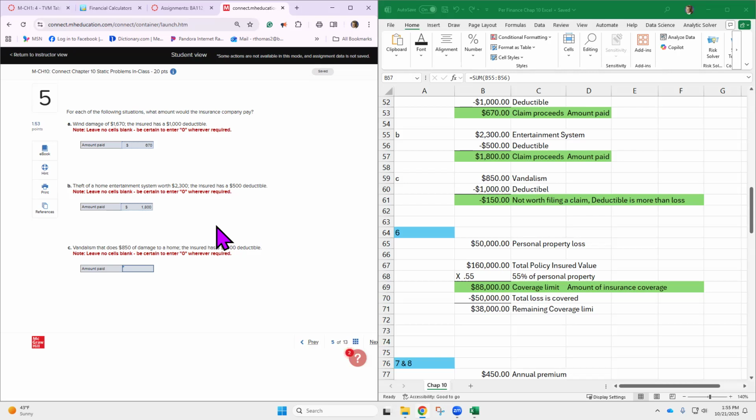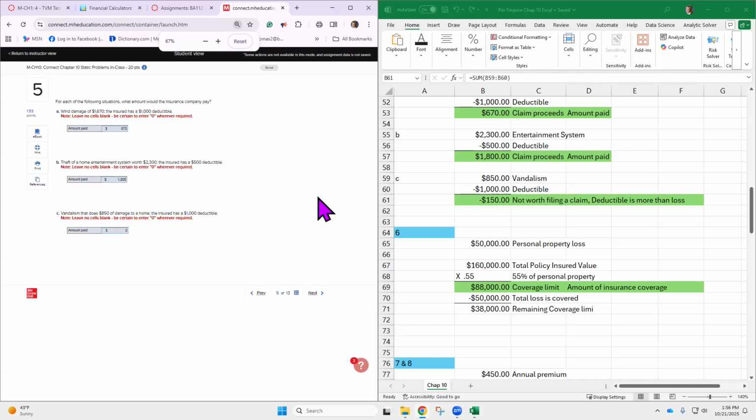Okay, and then the last one is vandalism that does $850 of damage to a home, but you have a $1,000 deductible. So here's your vandalism. Here's your deductible. And you get a negative number. So the damage is less than the deductible. And when that's the case, it's not worth filing the claim.